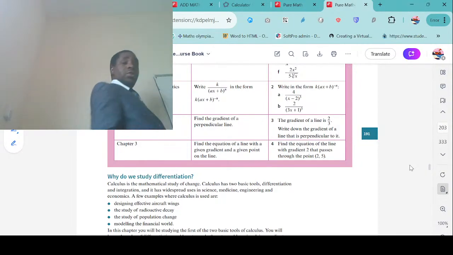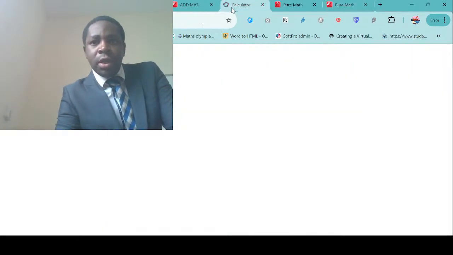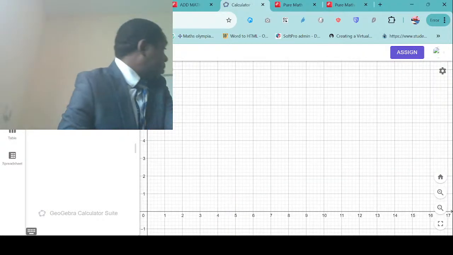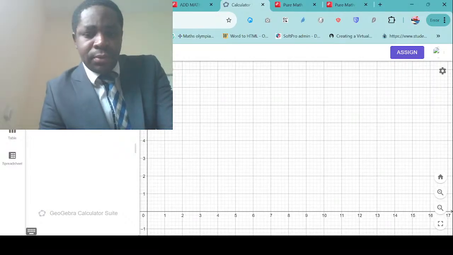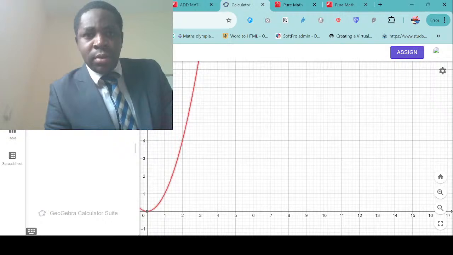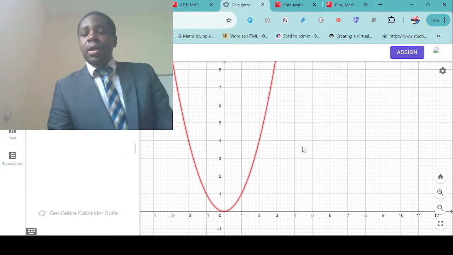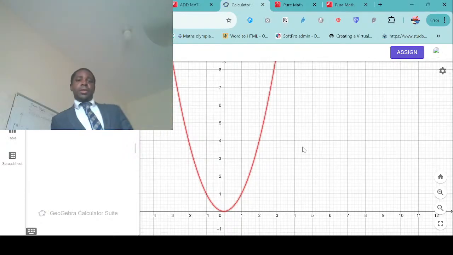So I'm going to use GeoGebra to show you how to do that. First of all, we'll draw the line. When I'm done with it, I'll show you how to do that. So I'm drawing the graph of y equals f of x equals x squared. So this is what I have. Just take a look at it.